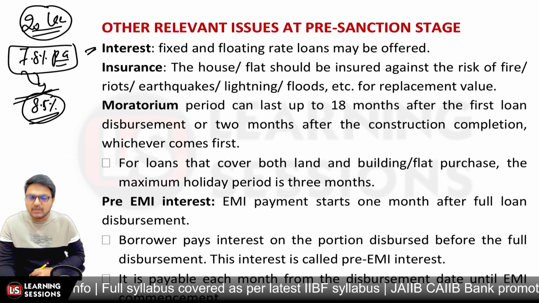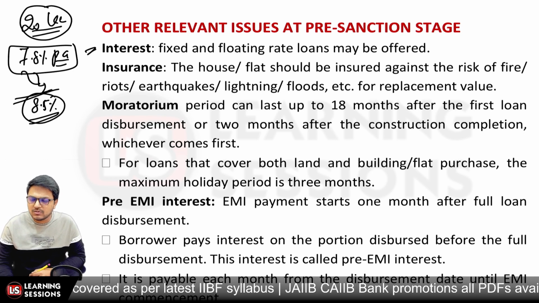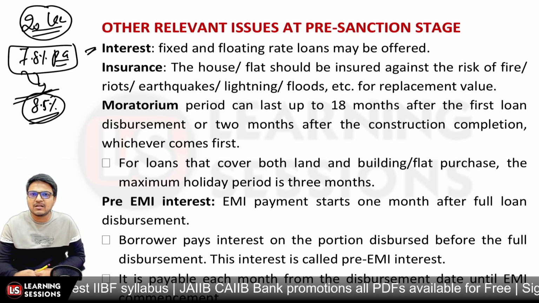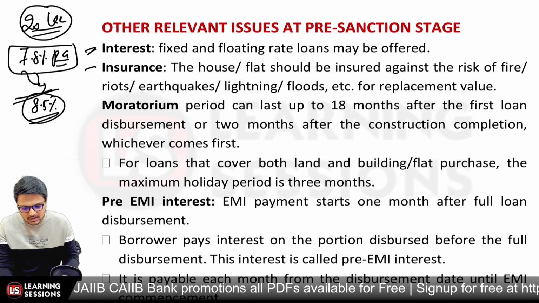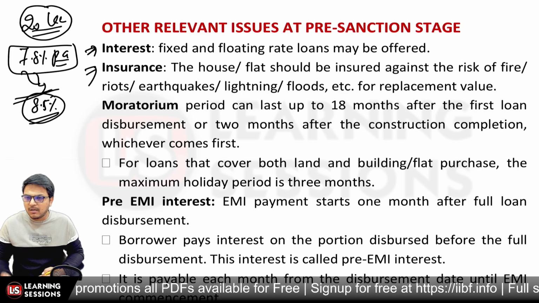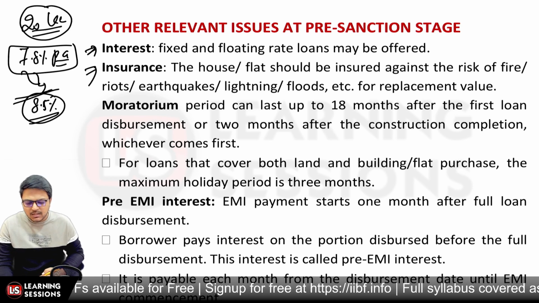And the other one is related to insurance. Let's say person B wants to take a home loan for construction of a house. In that scenario, the banks insure the reconstruction at the reconstruction cost, or at the replacement value, right? That is the insurance, and it's quite mandatory in all scenarios, right? It basically protects the house from riots, fire, earthquake, lightning, floods, etc. So it's a good thing.